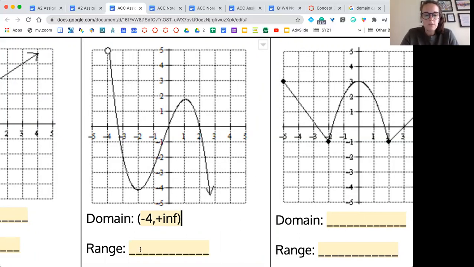Okay. For our range, we're going from the bottom to the top. So because this goes down, down, down forever and ever, that's going to be at -infinity is where it's going to start. It's going to go all the way up. It's going up, up, up, all the way to 5 is our topmost point. We put 5, and it's an open circle, so again, parentheses. So that is how I would write my domain and range.